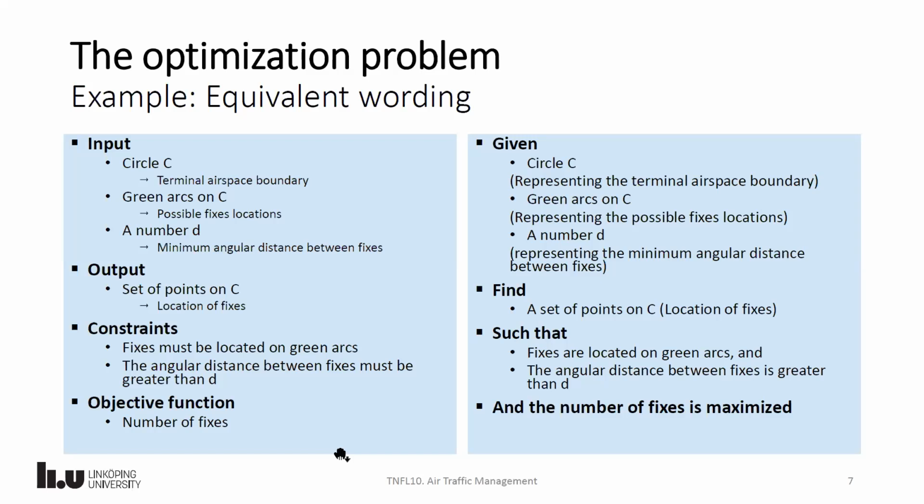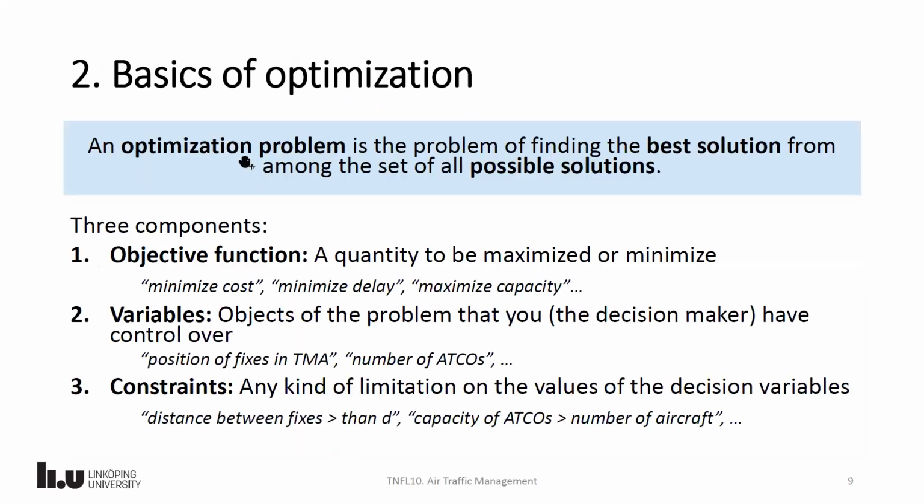But when we're talking to the general public, or about a concept, this is what we're going to see. The basic of optimization: an optimization problem is the problem of finding the best solution among a set of possible solutions. An optimization problem has three components. The first one is the objective function. It is the quantity that we want to maximize or minimize. In the context of ATM, it can be the cost, the delay, the capacity, whatever you can imagine.